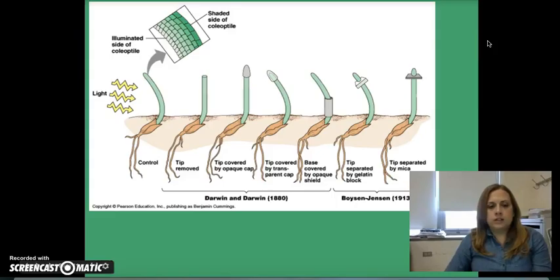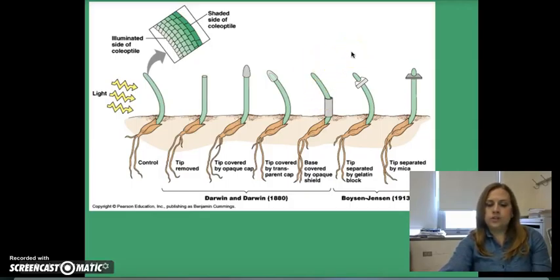Here are some of the classic examples of the experiment. So we've got the Darwins in 1880, and they had a control, so they didn't do anything to this plant. You can see that it bent towards the light. They had a plant where they removed the tip of the plant and the plant grew straight. They had a plant where they covered the tip of the plant with an opaque cap so no light could get through, and the plant grew straight. They did it again with a clear cap. The plant bent. Then they covered the base of the plant, and the plant still bent.